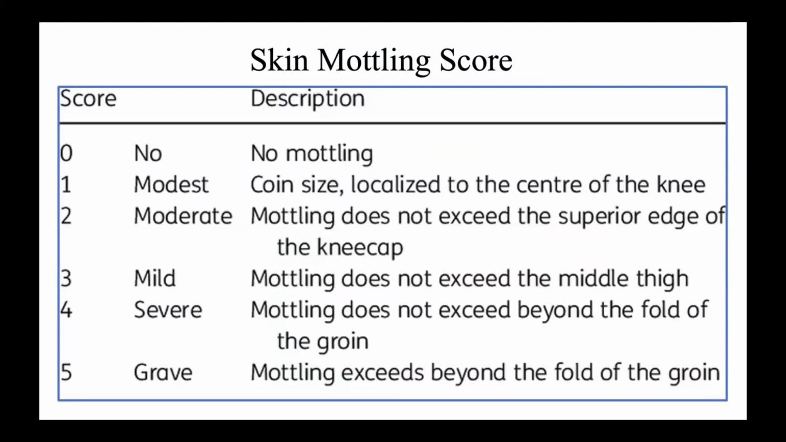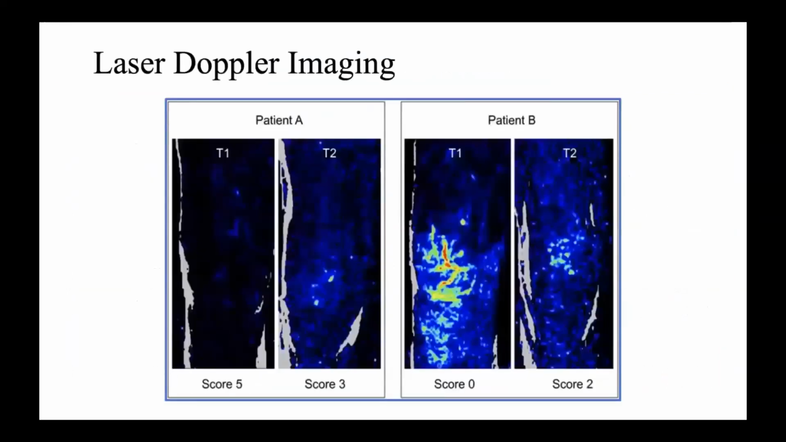Now, I said that this cannot be used in dark skinned people. So in dark skinned people, you can use what is called laser Doppler imaging. Obviously, it's not going to be available in the low resource setting, but you can see in patient A, after resuscitation, the score has decreased from 5 to 3. That means this patient is improving. Whereas in patient B, a score of 0, which means no mottling, the patient is worsening.